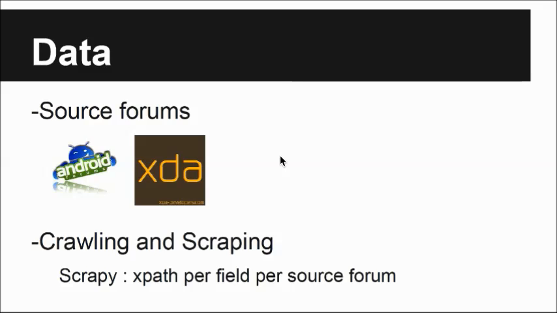So, brief statistics: XDA Developers had about 5 million members and 50,000 online members at peak, about 2 million threads and 51 million posts. AndroidForums.com had about 1.3 million users, 715,000 threads, and 6 million posts for these threads.